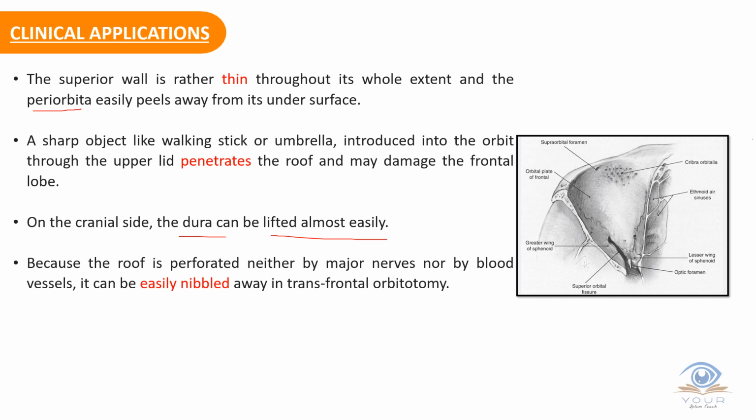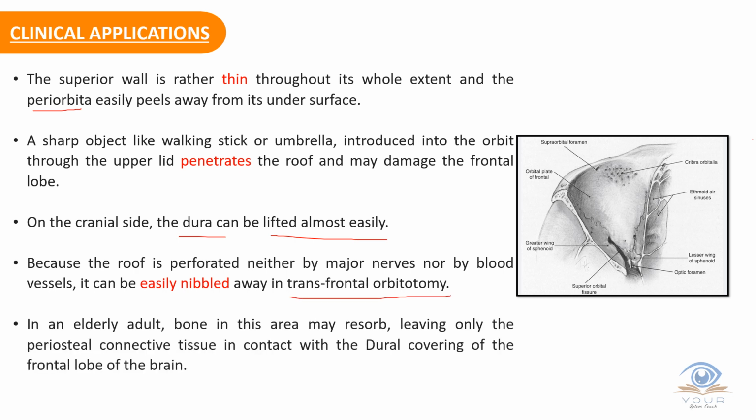Because the roof is perforated by neither major nerves nor blood vessels, it can be easily nibbled away in transfrontal orbitotomy. In an elderly adult, bone in this area may resorb, leaving only a periosteal connective tissue in contact with the dural coverings of the frontal lobe of the brain.